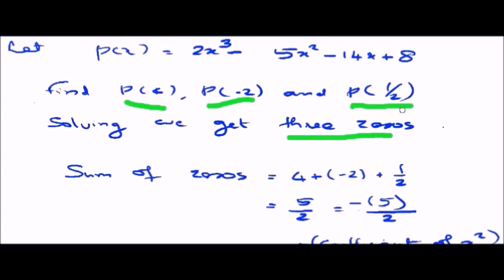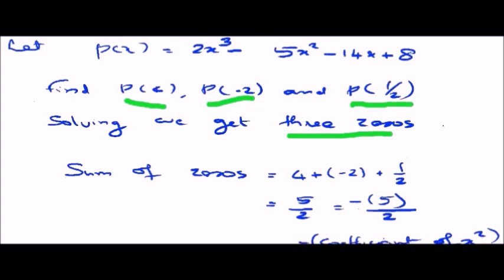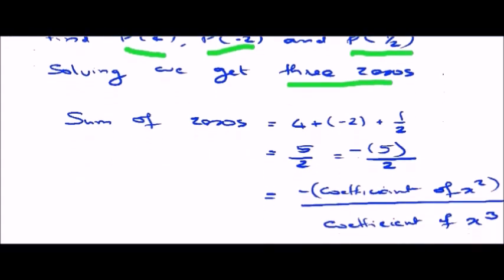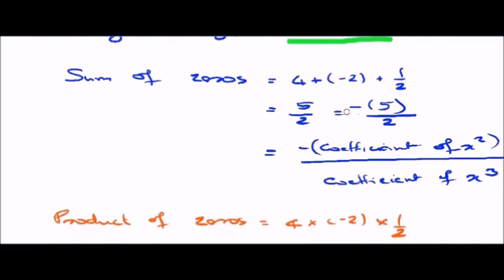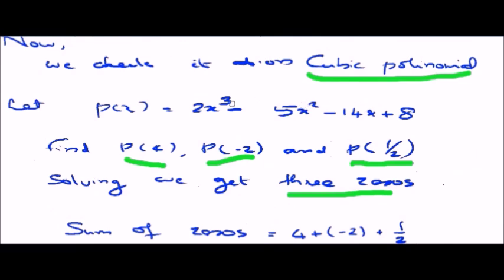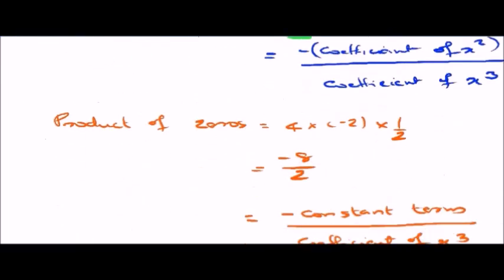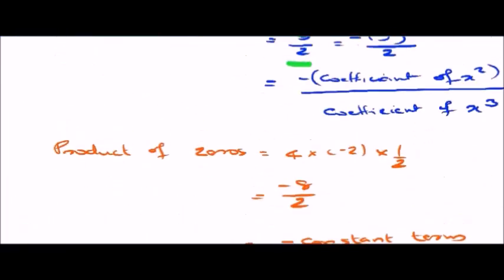That means p of 4 is equal to 0, p of minus 2 is equal to 0 and p of 1 by 2 is also 0. Now we will find the sum of zeros. Sum of zeros is 4 plus minus 2 plus 1 by 2, that's equal to 5 by 2. So I will put it as minus of minus 5 by 2, that's equal to minus coefficient of x square divided by coefficient of x cube.